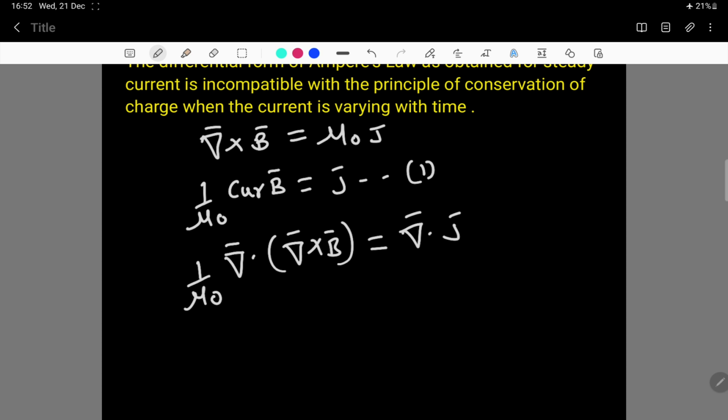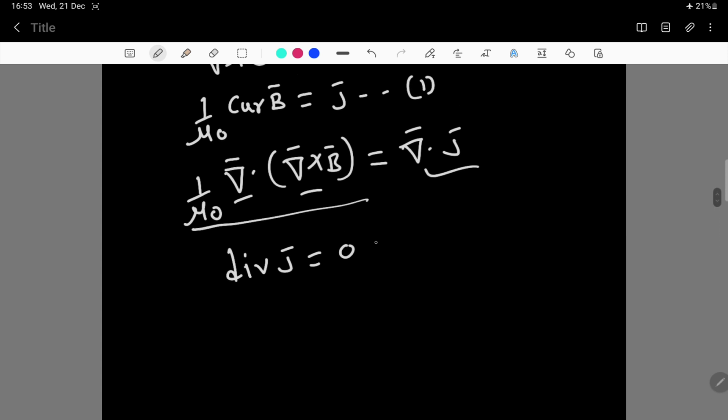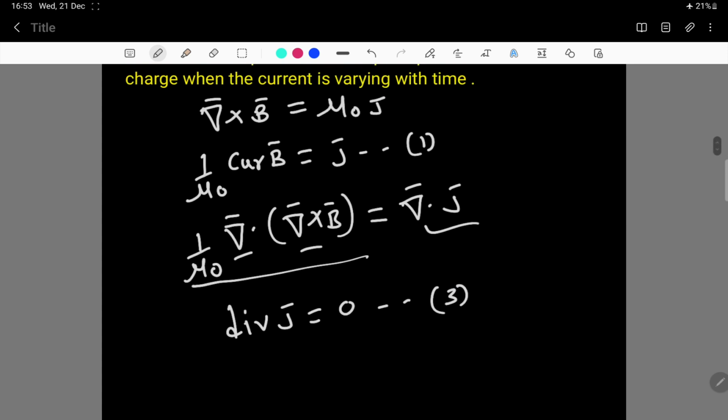Now, one of the properties of curl is that divergence of curl is 0. Therefore, this reduces to 0. So we only have divergence of J equals 0. We can call this equation 3, and this one here can be our equation 2.